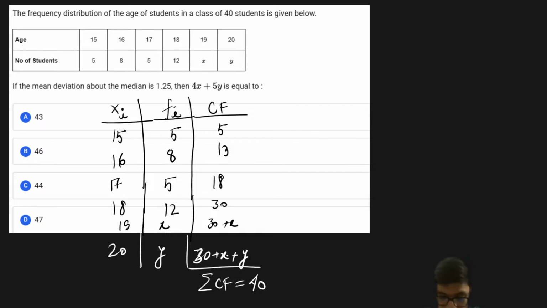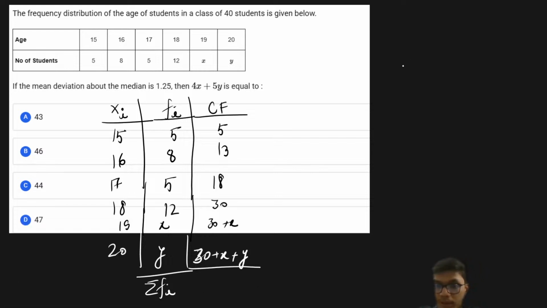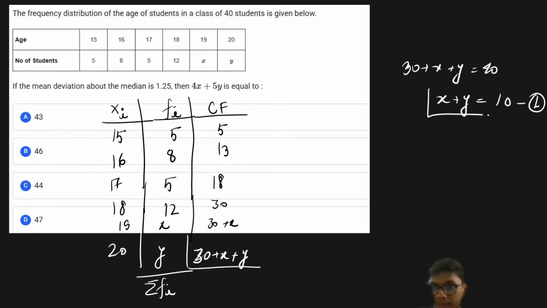The summation of the frequency should come out as 40 because the total number of students is 40. That's what I'm meaning to say. So from this case you will see 30 plus x plus y is equal to 40. So from here you get one equation: x plus y is equal to 10. That's our first equation.